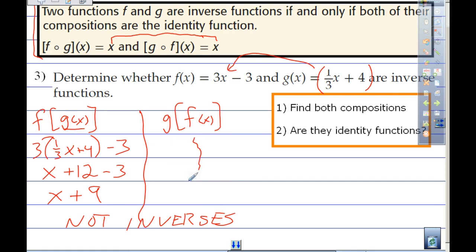And again, it doesn't matter what this comes out to. We just need one of these not to be x and that's not inverses. So if we get x for the first one, we need to do the other one. If this one comes out to x, then yes, you have to verify the second one. Brings us right here.